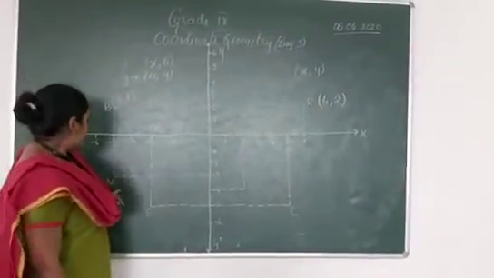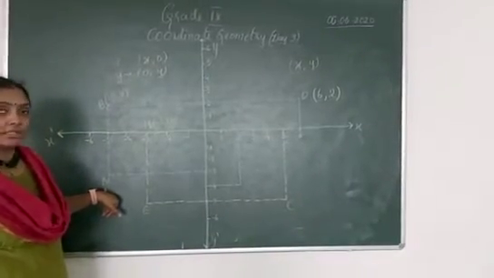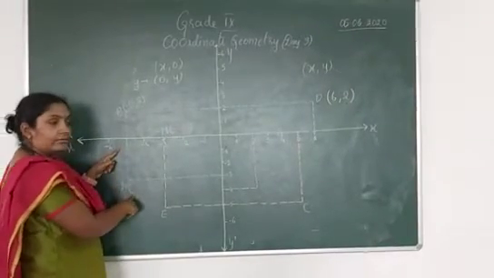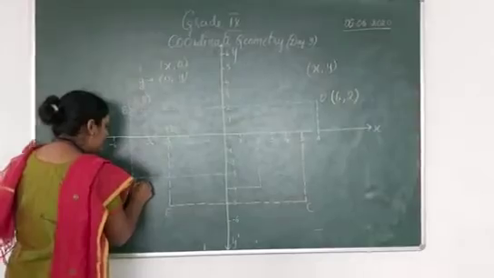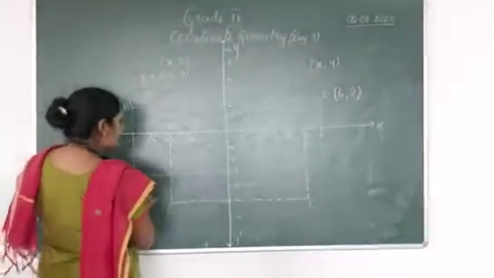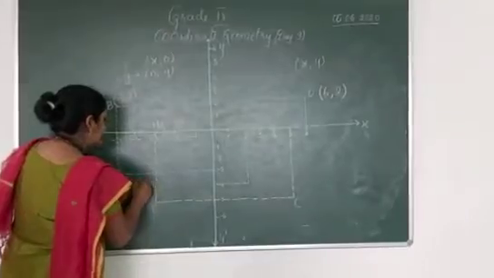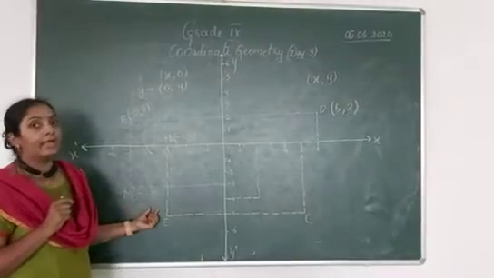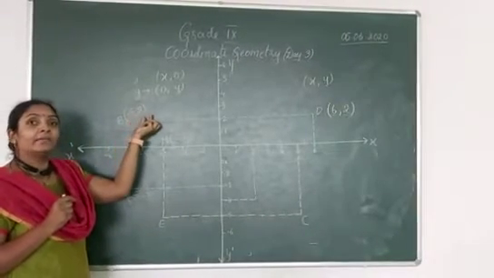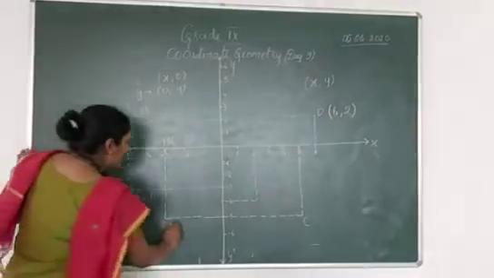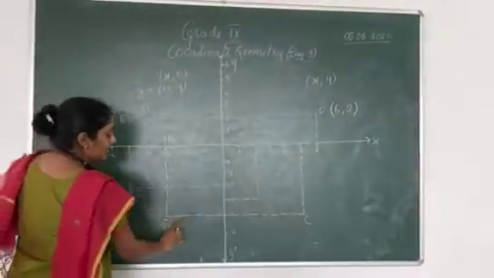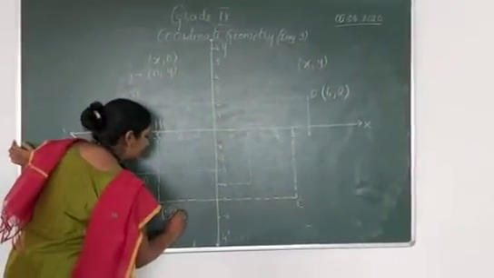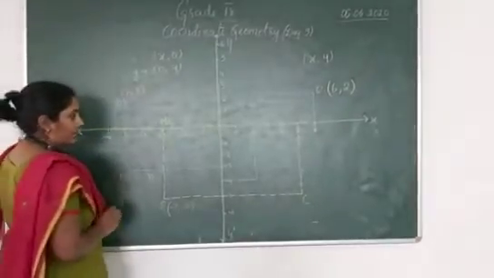Then coming to the point N, which is in the third quadrant, the coordinates will be minus 5, which is the abscissa, the x part, and the corresponding y value is minus 3. As we have already discussed, the points in the third quadrant will be negative and negative, and in the second quadrant negative and positive. And that of E will be minus 3 comma minus 5.